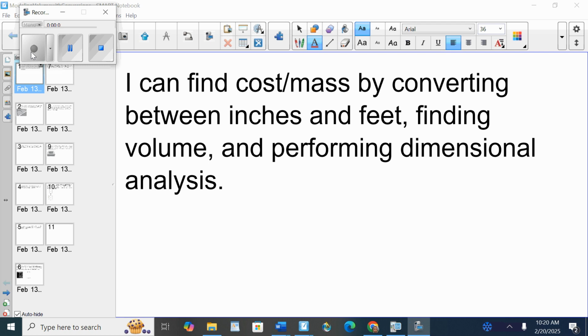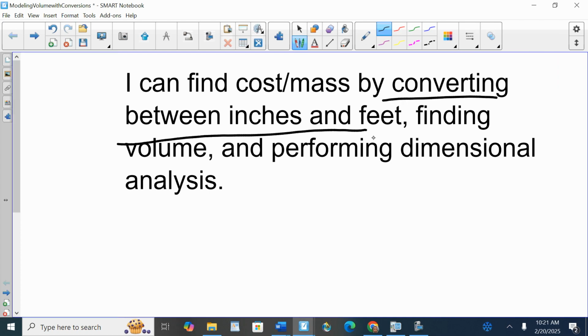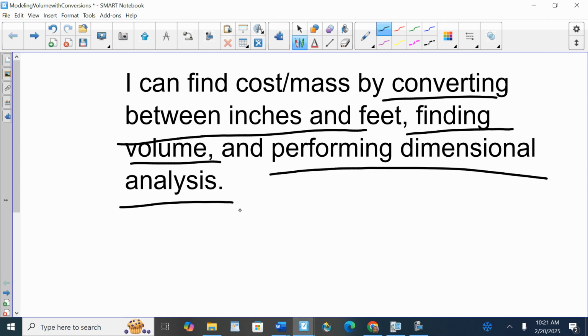Hello everybody, very important lesson. It's a combination of 3 lessons. I can find cost mass by converting between inches and feet. So if you don't know how to do that, watch the video on that. Finding volume. So if you don't know how to do that, watch the video on that. And performing dimensional analysis. So if you don't know how to do that, do that.